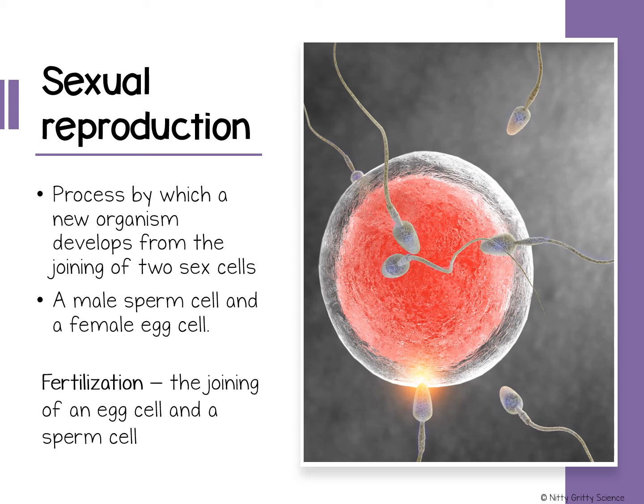The sperm and the egg cells are very important because they carry information about the characteristics of the parents that produce them. Offspring resulting from sexual reproduction have a combination of characteristics or traits from both of their parents.